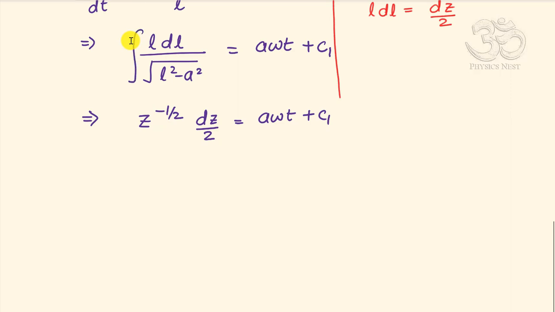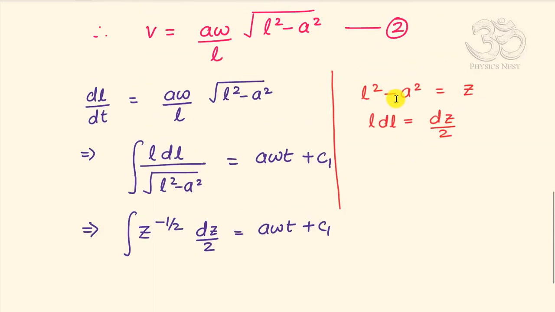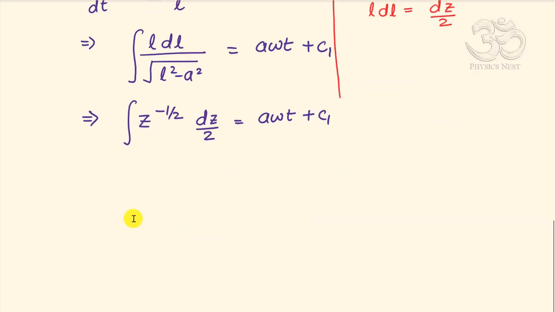So there is an integral here, and this term can be found out. This is z raised to the power half divided by half, and this half is going to cancel out, so only z raised to the power half, and z itself is L squared minus a squared. So you are going to get root of L squared minus a squared is equal to a omega t plus c1. And how do we determine the value of c1?